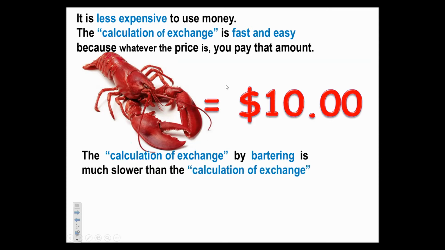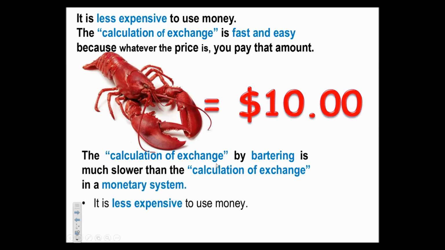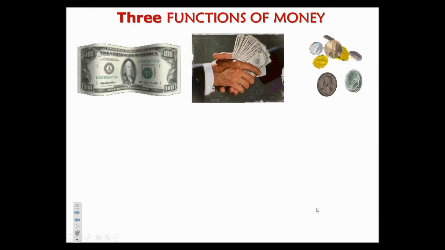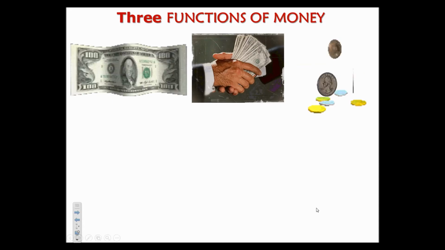Okay, so the calculation of exchange by bartering is slower than a monetary system. So it's less expensive to use money. Using money saves time, time is money. So that's kind of a background of how we developed money. Okay? Now, in order for something to be money, it has to serve these three functions.